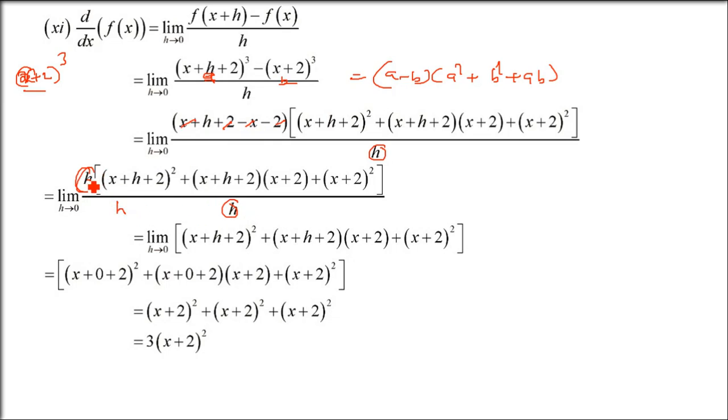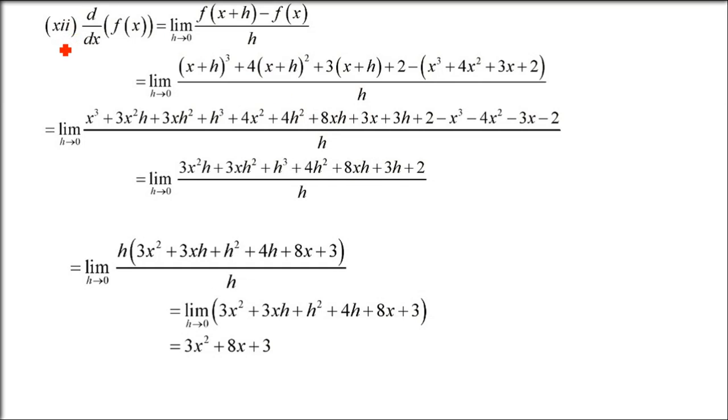h can be cancelled out. Now whatever is remaining, don't worry, only put h as 0, because only h has to be made 0. So you have (x plus 2) whole square, then you have, this is also h is 0, so (x plus 2) whole square. This (x plus 2) whole square was already there. So all these 3 into (x plus 2) whole square. 3 into (x plus 2) whole square.